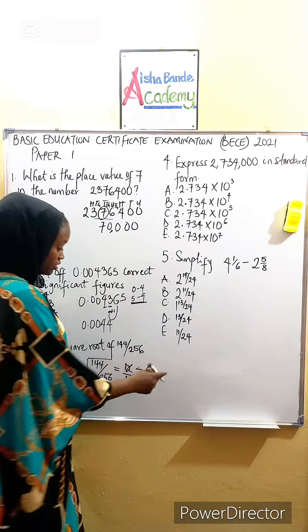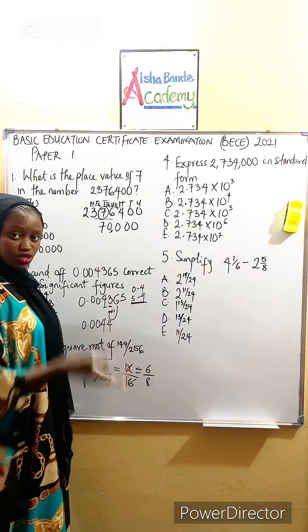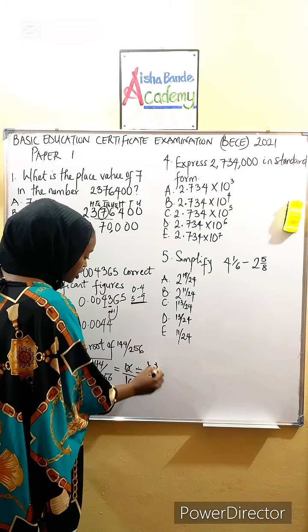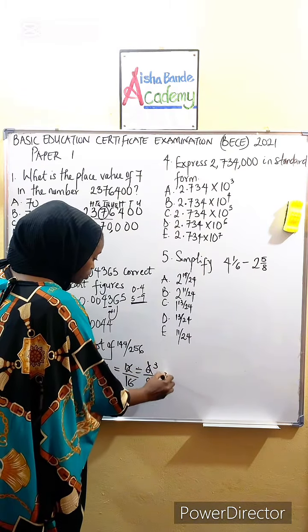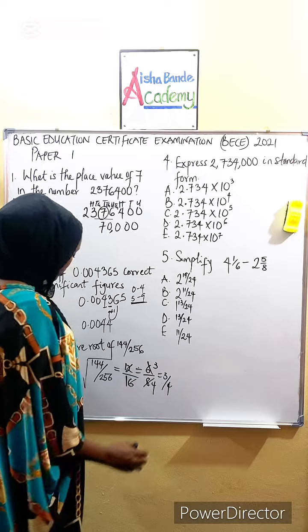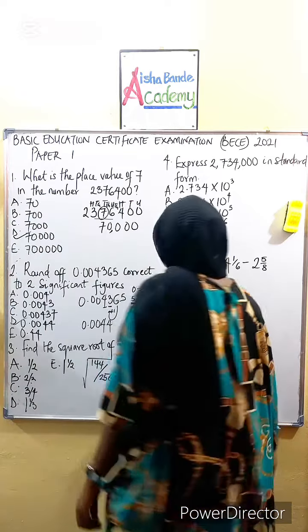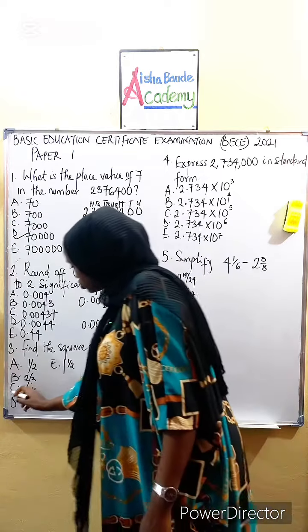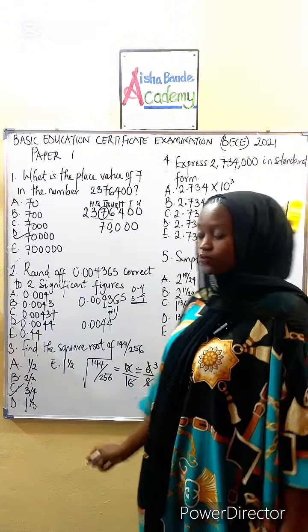We break down further because this is not the lowest term. We have to break down to the lowest term. 2 here gives us 3 and 2 here gives us 4. So at the end of the day, we are left with 3 over 4 as the final answer. So the answer to this is option C, which is 3 over 4.